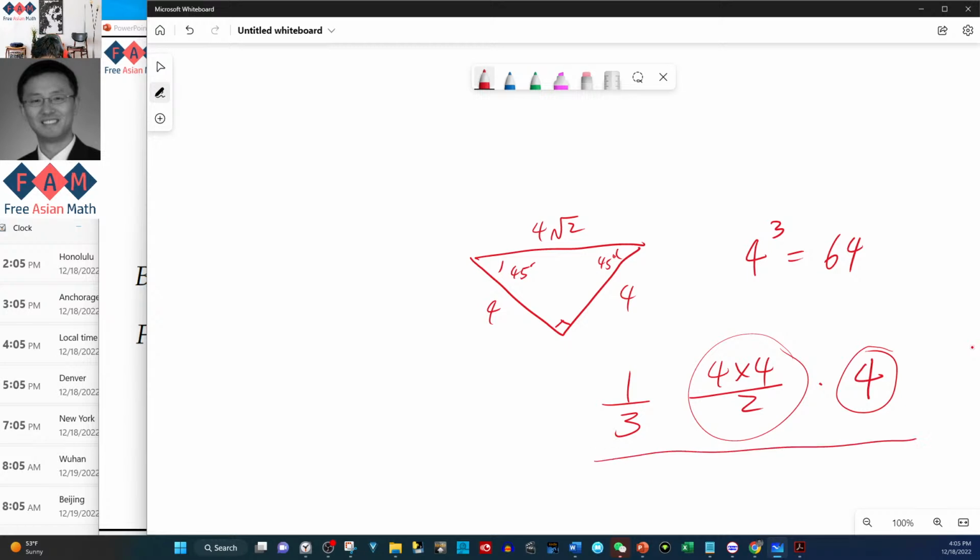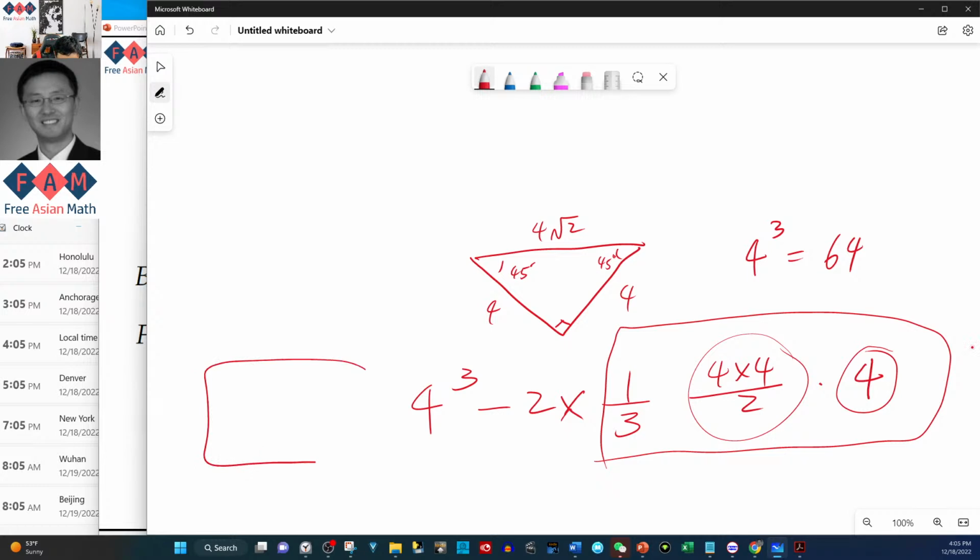So this would be the volume of the corner that was cut off, because we cut off 2 such corners. So you just multiply that by 2. That's the total volume that you cut. So then we subtract that from the total volume, which is 4 cubed. Then this gives us the volume in question. This is what we want.